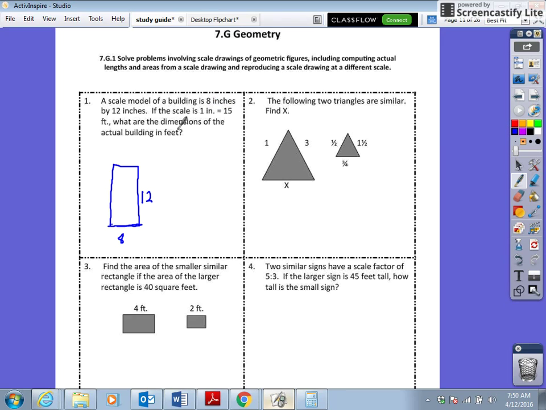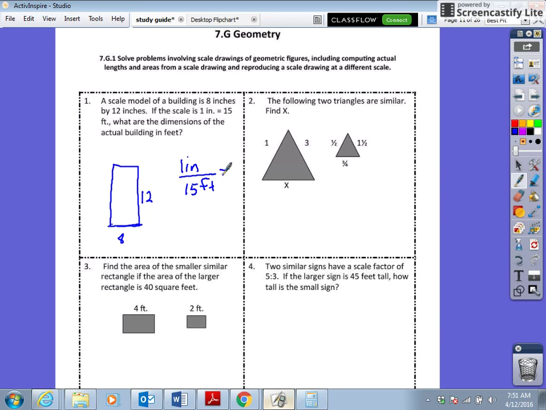So 1 inch equals 15 feet. You always put the scale, the little one on top, and the actual size on bottom. So 1 inch over 15 feet. So this is the scale, and this is in real life. So it wants to know what are the real dimensions. So since there's 2 dimensions, we have to do the proportion 2 times.